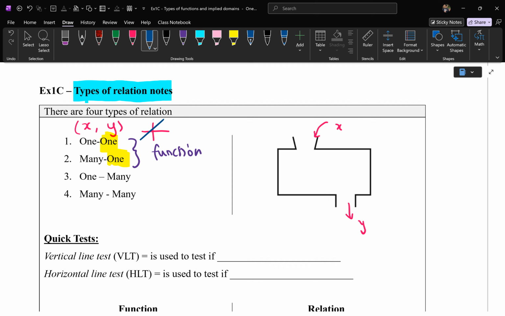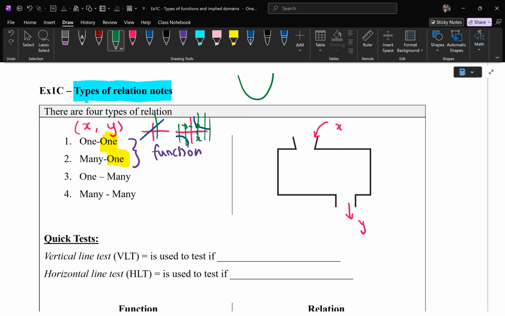What's another one-to-one function? Vibha, give me another one. y equals 1 on x. So 1 on x looks like this. That's a rectangular hyperbola. Again, same thing. Can you see if I choose 1 x value, it touches the graph once, and there's only one corresponding y value. That's a one-to-one. How do you test for it? Vertical line test. If I just did vertical lines, no matter where I draw, it only intersects once. All of them intersect once. That's a one-to-one.